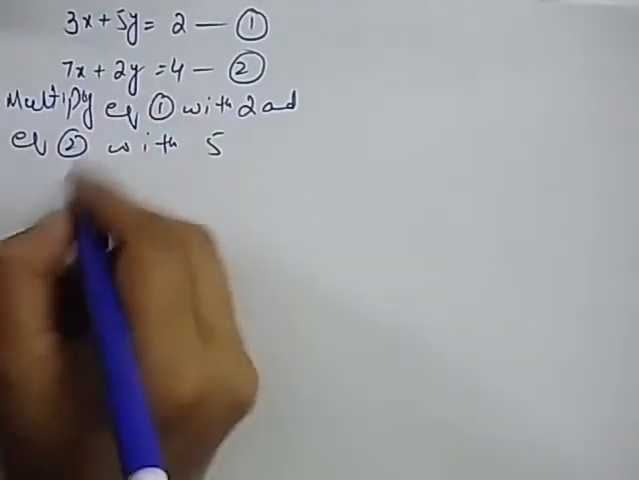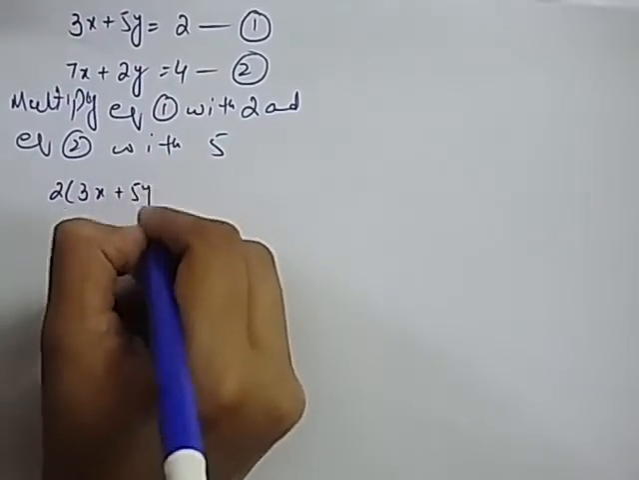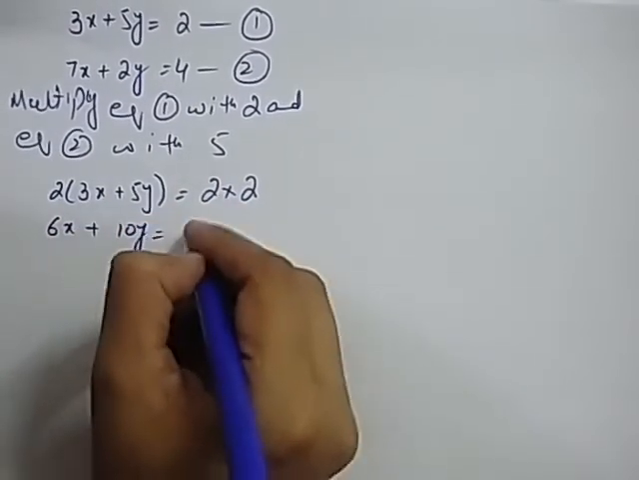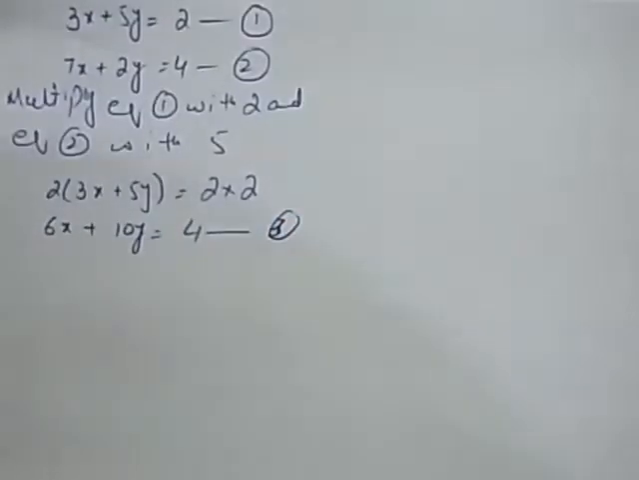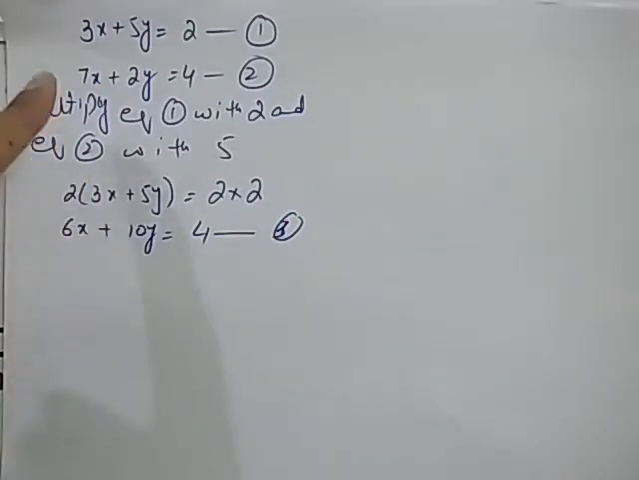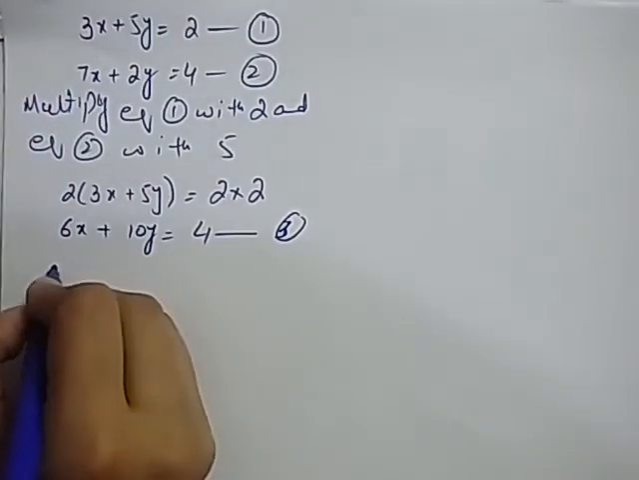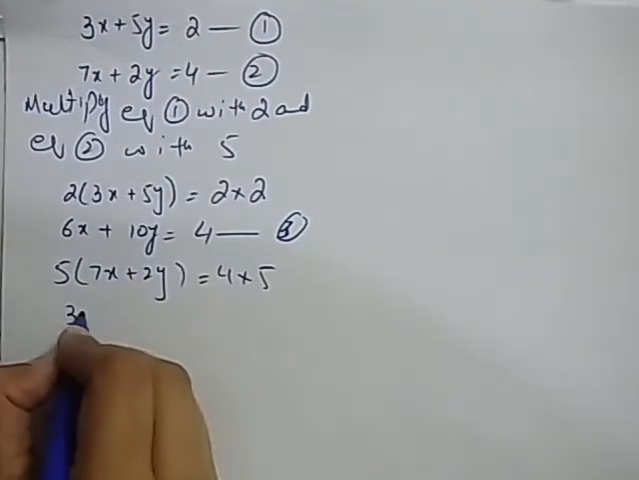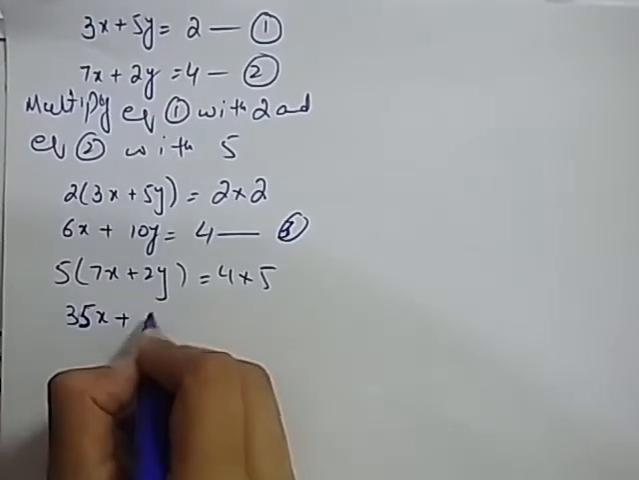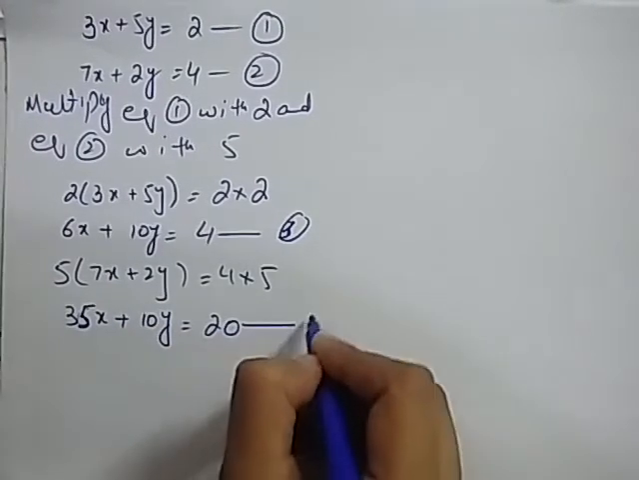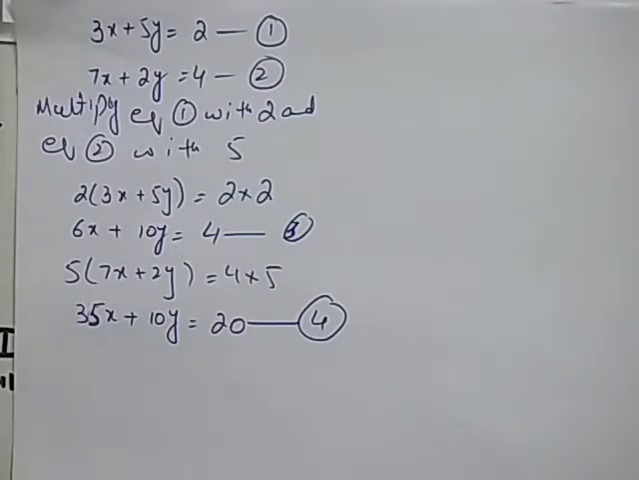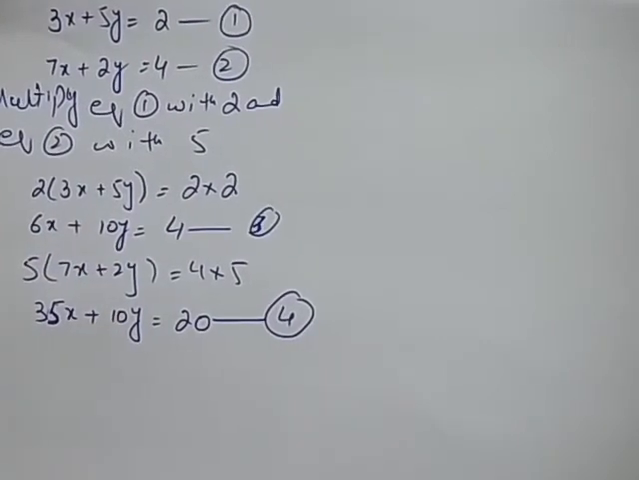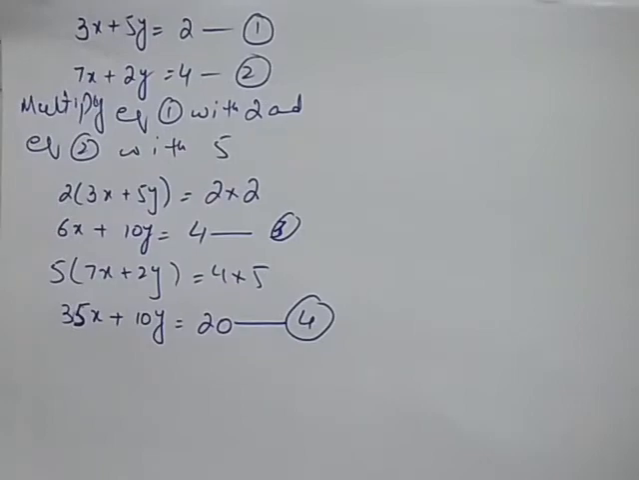Now multiply this equation with 2. Open the bracket: 2 times 3x is 6x, plus 10y is equal to 4. This is equation number 3. Now I have to multiply this equation with 5. So 5 times (7x plus 2y) is equal to 4 into 5. Open the bracket: 35x plus 10y is equal to 20. This is equation number 4. Now you can see that it is easy for us to solve equations number 3 and 4 because the 10y in both are the same.